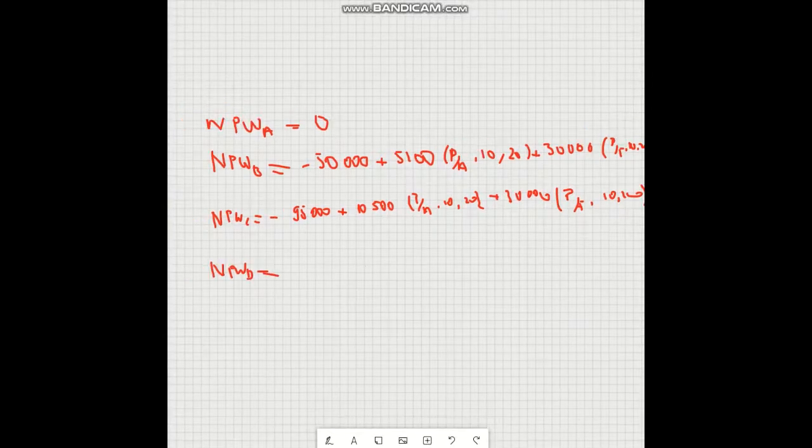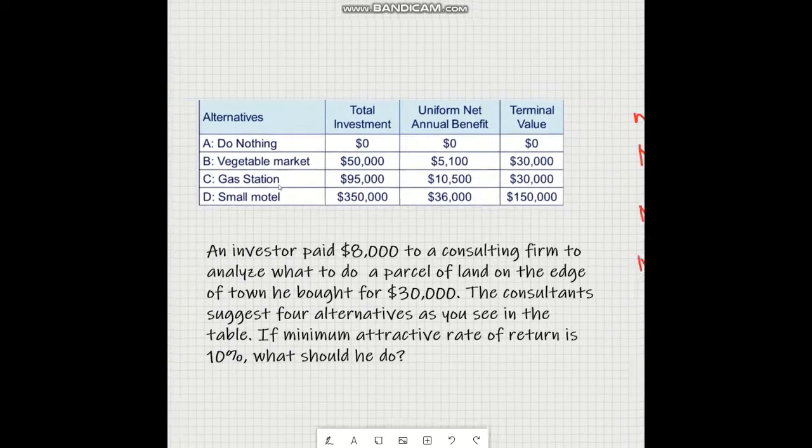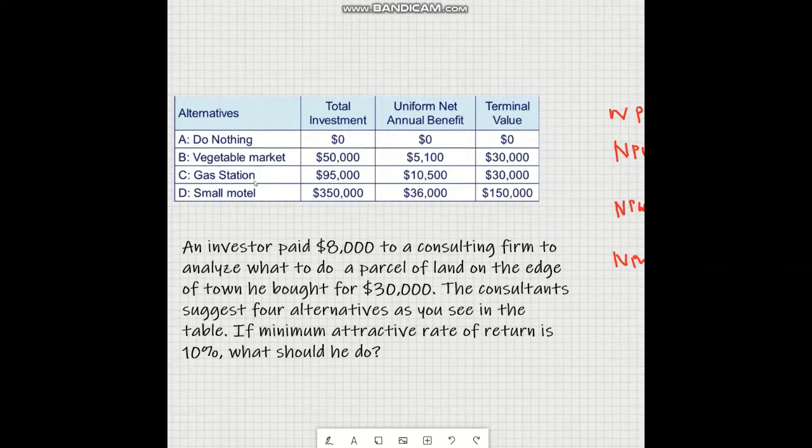Okay, and at the end, net present value of D is buying a small motel: pay an initial cost of $350,000, and every year he's going to get 36,000, about 7 times better than the vegetable market, and almost 3.6 times better than the gas station. And he's going to get 5 times better than the vegetable market and gas station for the end value.